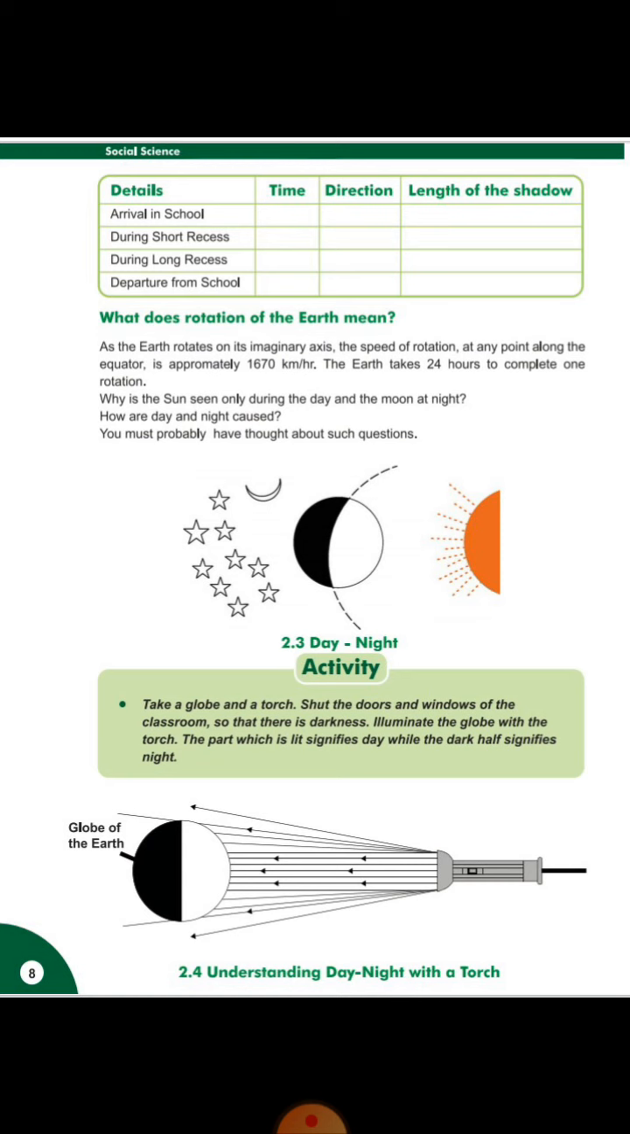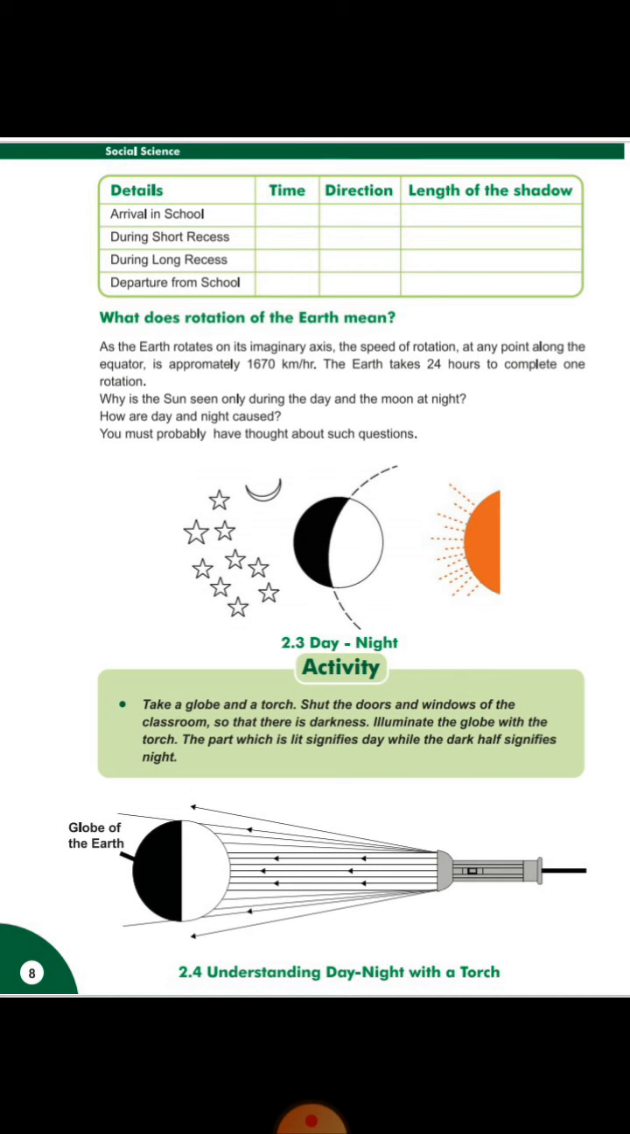Then during short recess, that means at 11 o'clock, where is the position of that shadow? Then the next one is at 1 o'clock, what is the position of that shadow? Then depart from school, that means you can imagine 4 o'clock or 5 o'clock and write it there. Now the school observation is not possible, so different times are given there. These are just activities for your family, to keep in touch with our chapter.